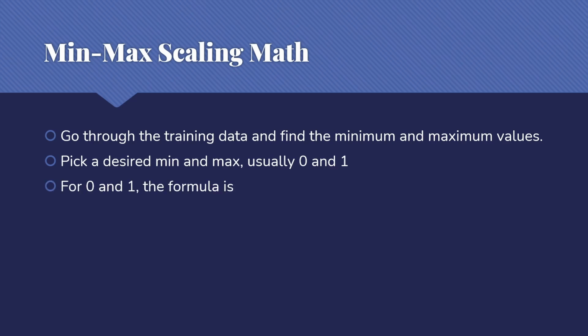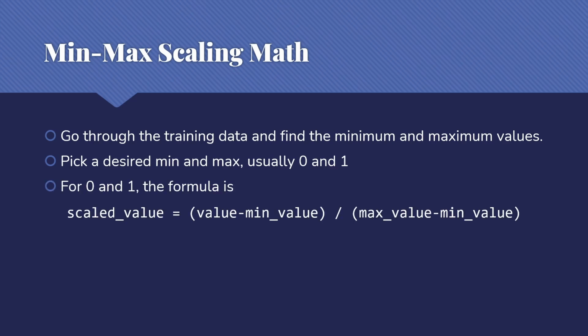For 0 and 1, the formula is going to be the scaled value. It's going to be the value minus the minimum value of the data. Then we're going to divide the result by the range. So the max value minus the minimum value is the total original range of values. So that'll get us down to a number between 0 and 1.